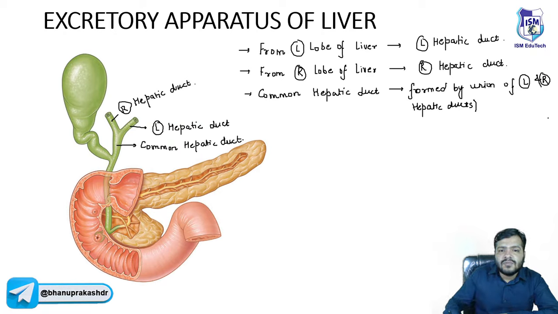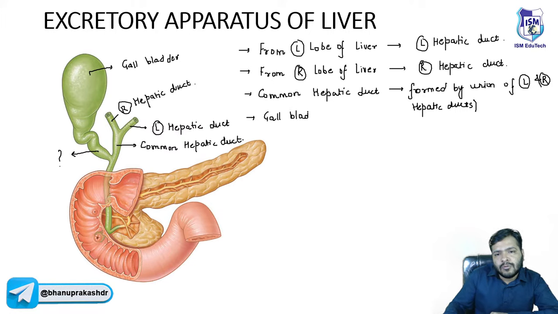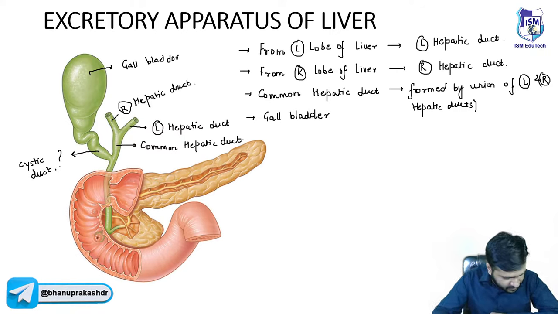Now, the fourth one: you are already aware that this particular structure is the gallbladder. Now I want answers in the chat box: which duct is this that I have marked right now? Meanwhile, I'm writing it. We have the gallbladder, and yes, very good, it is the cystic duct. It is the cystic duct of the gallbladder. So we have the gallbladder and its cystic duct.